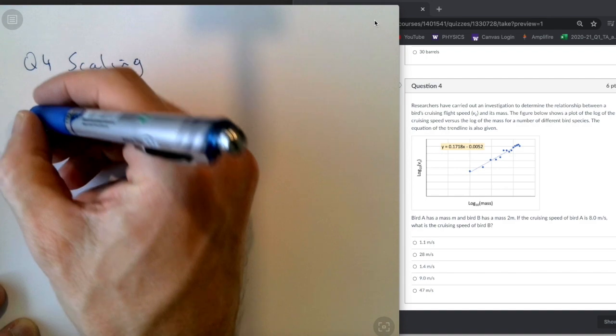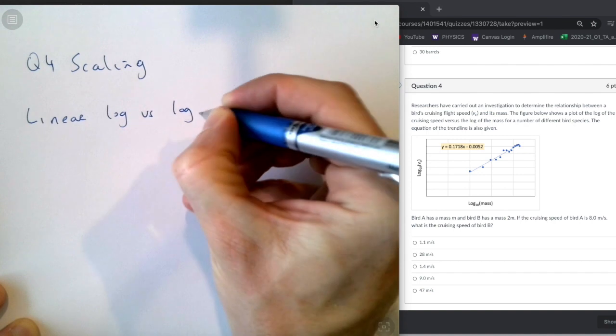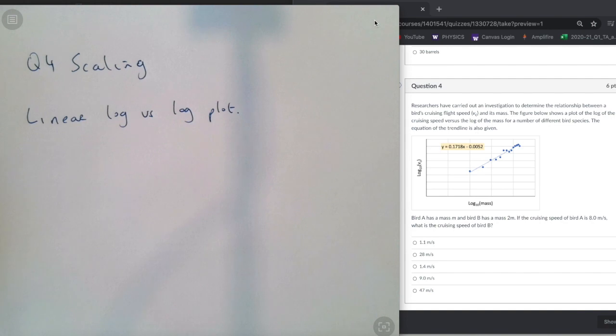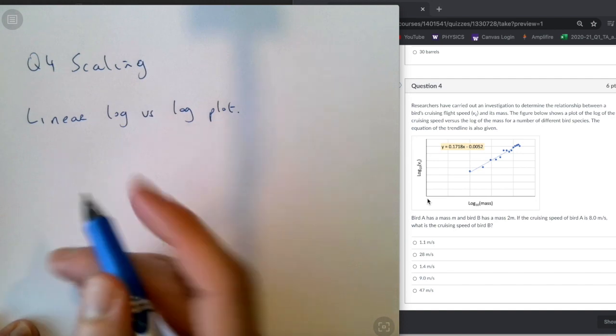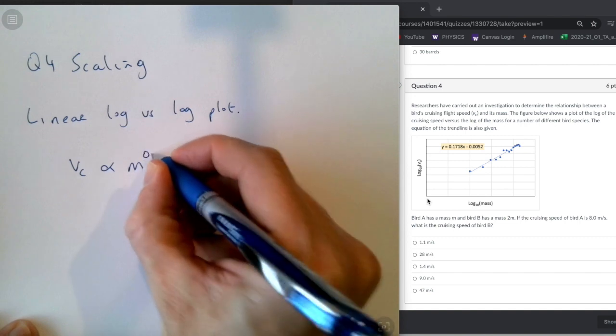So it's a linear log plot. We've seen these practice exams before, and that tells us that the quantity that's logged on the y-axis scales with the quantity in the parentheses that's logged on the x-axis, to the power where the power is equal to the slope. So from this particular log plot, I can tell that this cruising speed scales with mass to the 0.1718.